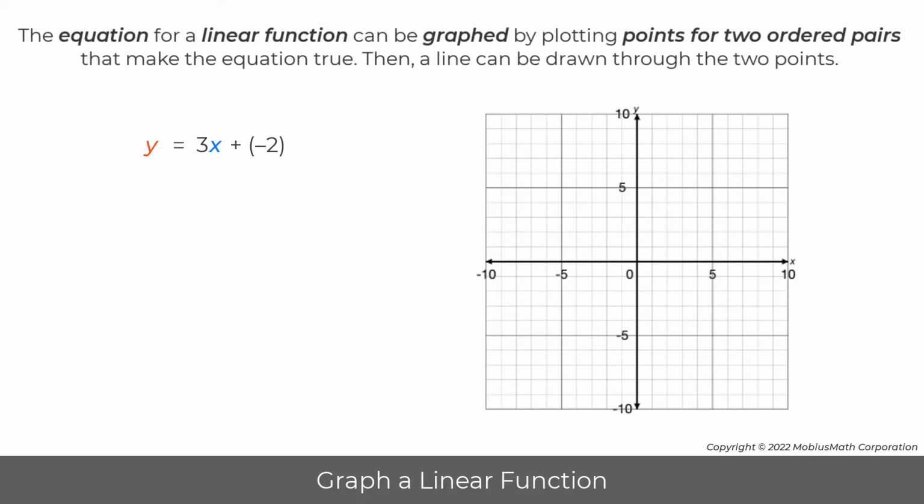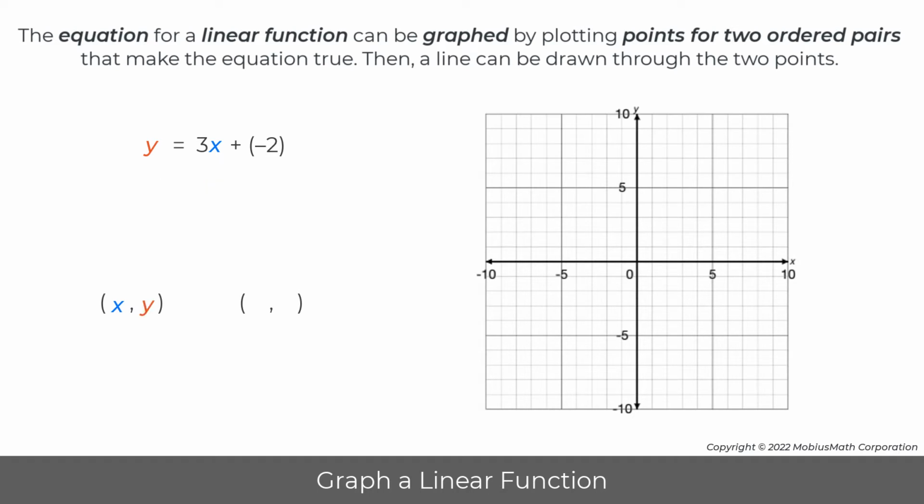The equation for a linear function can be graphed by plotting points for two ordered pairs that make the equation true. Then, a line can be drawn through the 2 points. To find the first ordered pair that satisfies the equation, substitute a value for x into the equation to find the corresponding value for y.